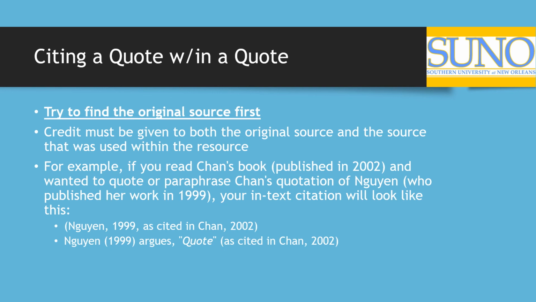However, if you are unable to locate the primary source in order to cite the information properly, you must first give credit to the original author, then to the secondary source author. Please refer to the following example for specifics.